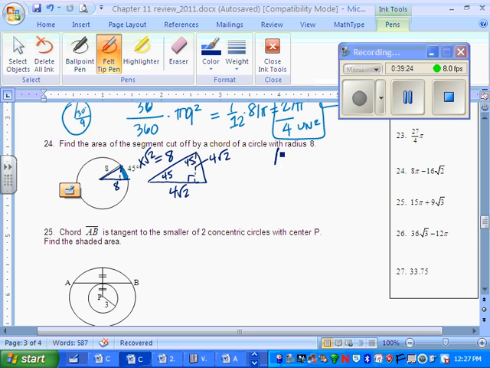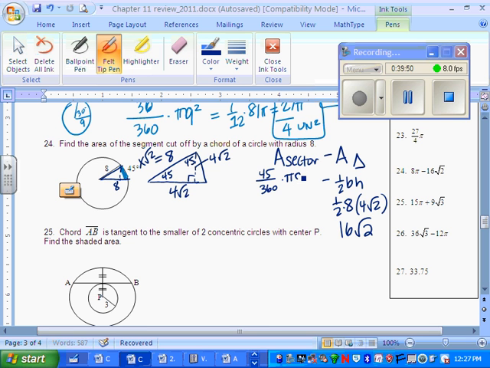For this segment cut off by our chord, I always need to find the area of the sector and subtract the area of the triangle. So area of the triangle, do that first. The whole half base times height. The whole base is 8. The height is 4 root 2. And don't forget to take half of that. So the area of the triangle is 16 root 2. Sector, 45 degrees over 360 times pi r squared, and r being 8 in this case.